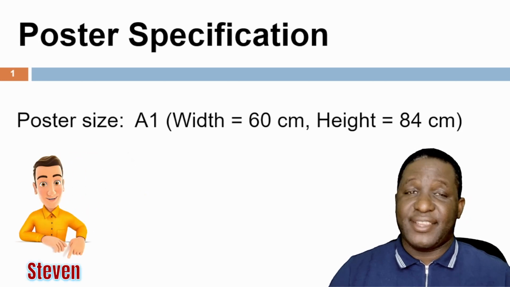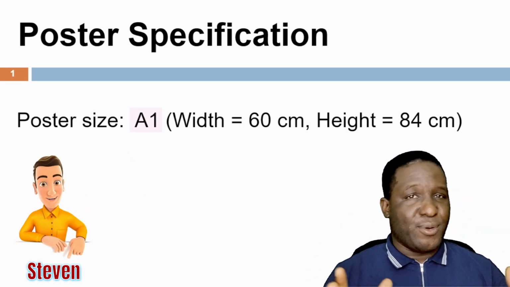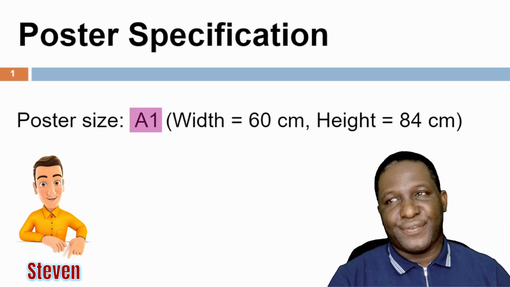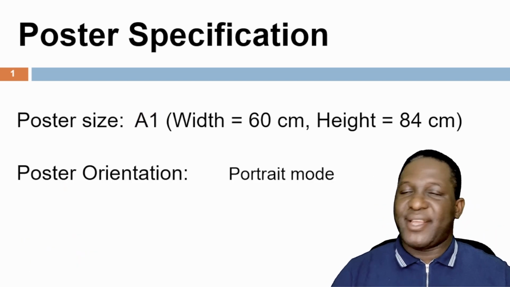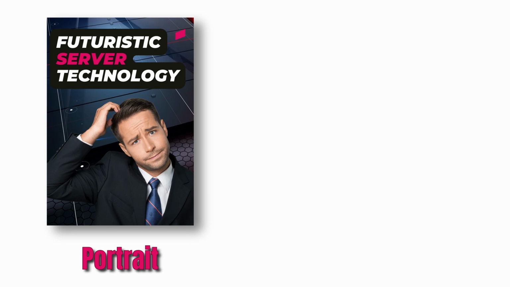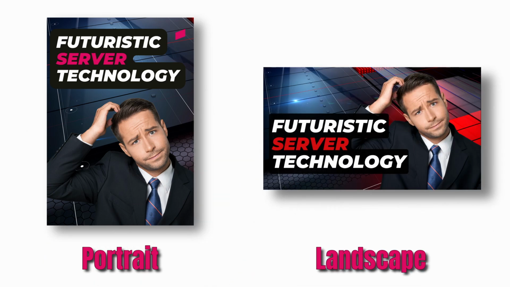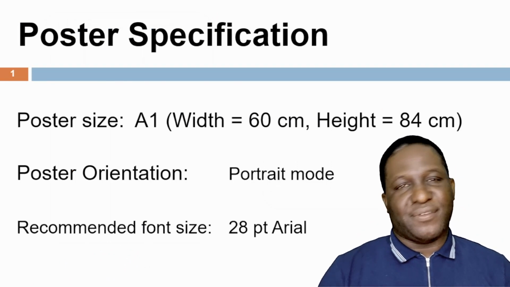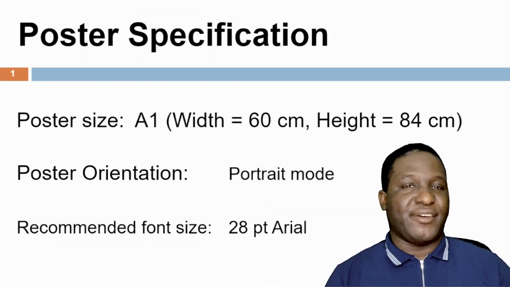So the first thing here is that the poster size has to be an A1 poster, and that means the width of it is 60 cm and the height of it is 84 cm. The other requirement is that your poster design has to be in portrait mode, as against being in landscape mode. And then the organizers have also said that you must restrict yourself to about 28 point area of font size.